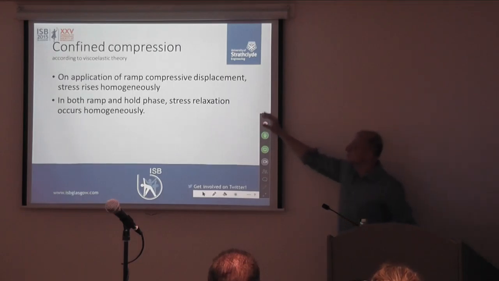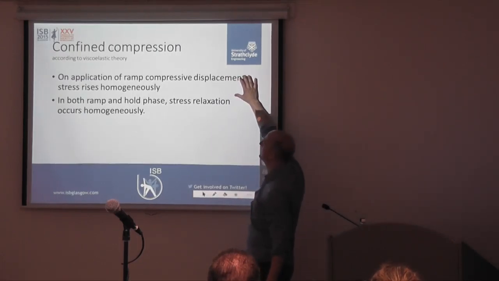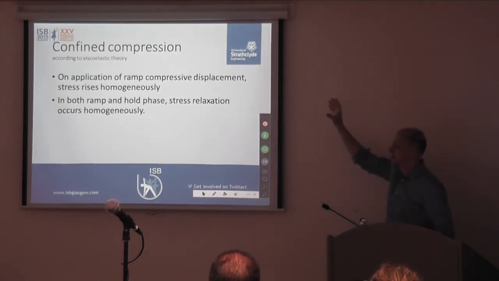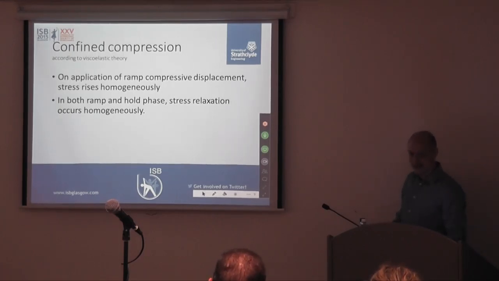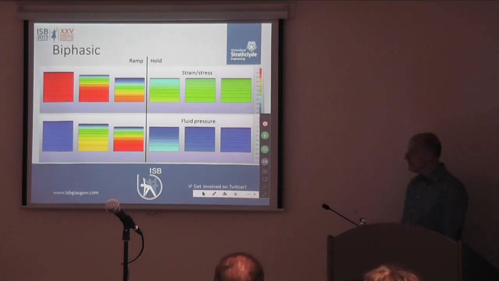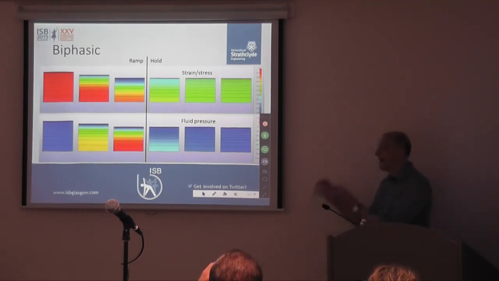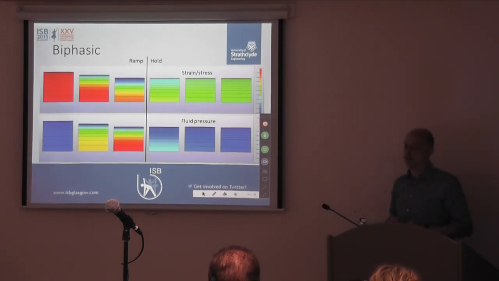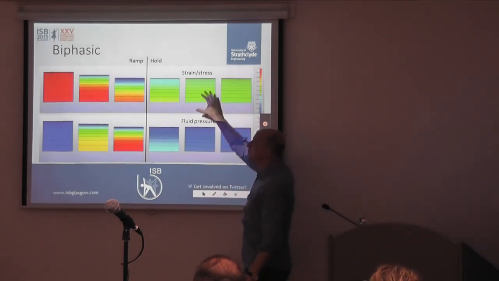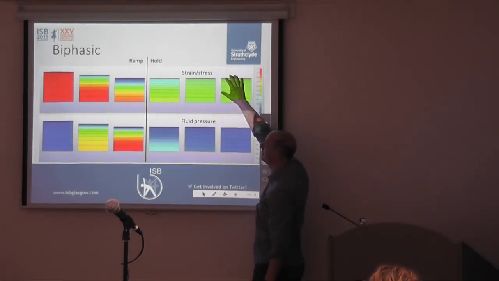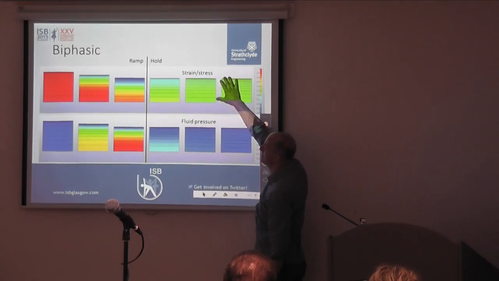Okay, so we got a homogeneous stress, and then it relaxes homogeneously as well. Biphasic theory has some internal structures to it. Okay, again, this is a ramp stress, a ramp strain.